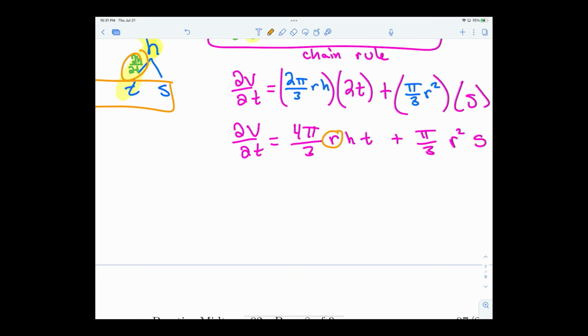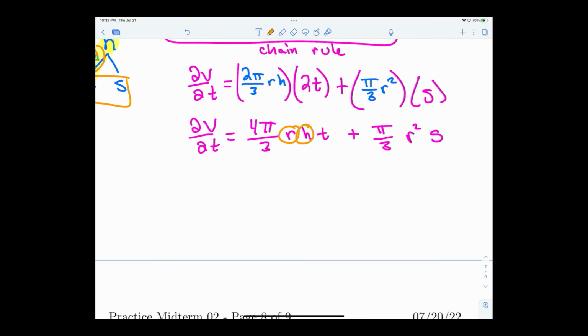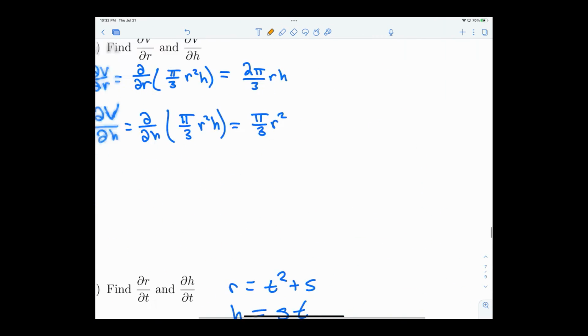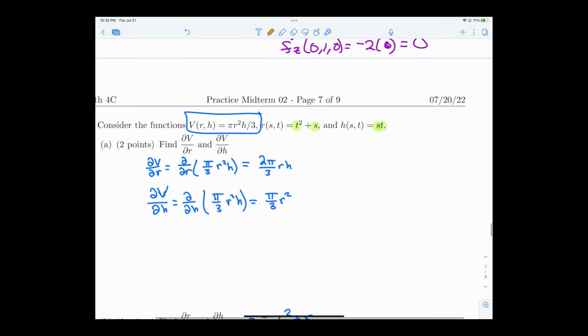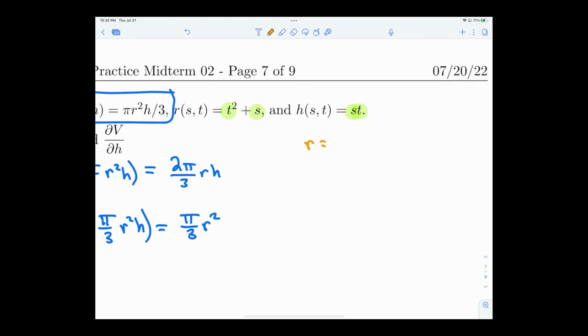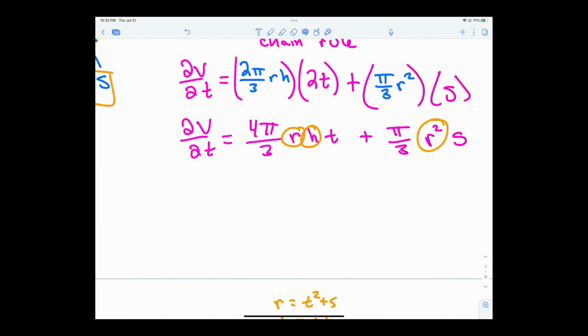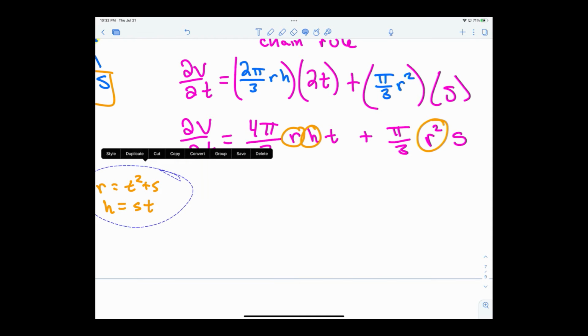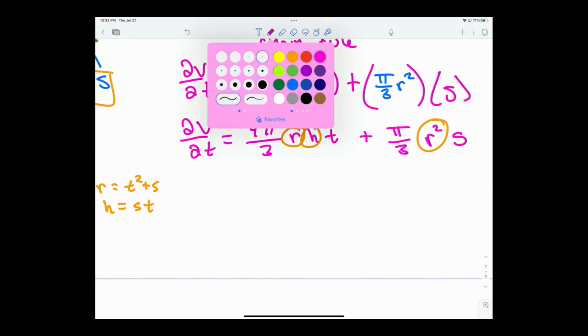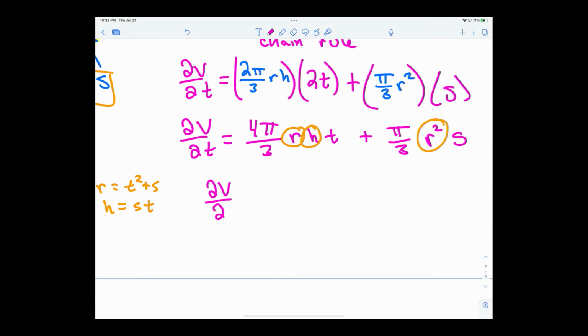That means we don't want an R, we don't want an H, and we don't want that R. The way we're going to get rid of them is we have formulas for what R and H are. Here they are: R is T squared plus S, and H is ST. So we can take those and plug them into our formula, and then everything will be in terms of T's and S's with no R's or H's.